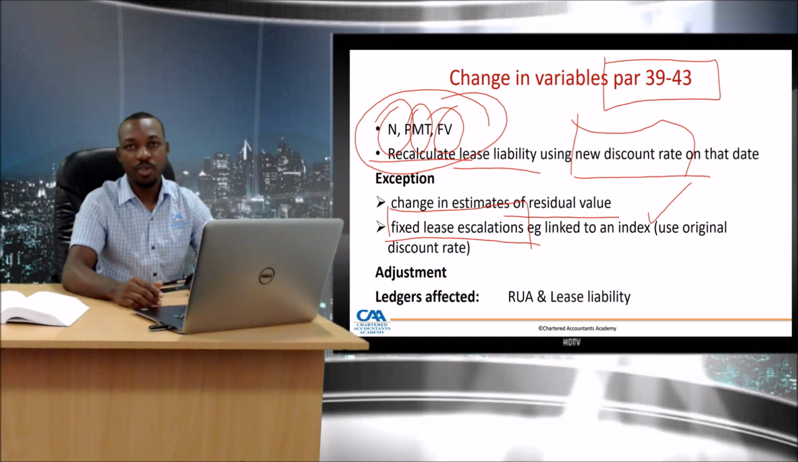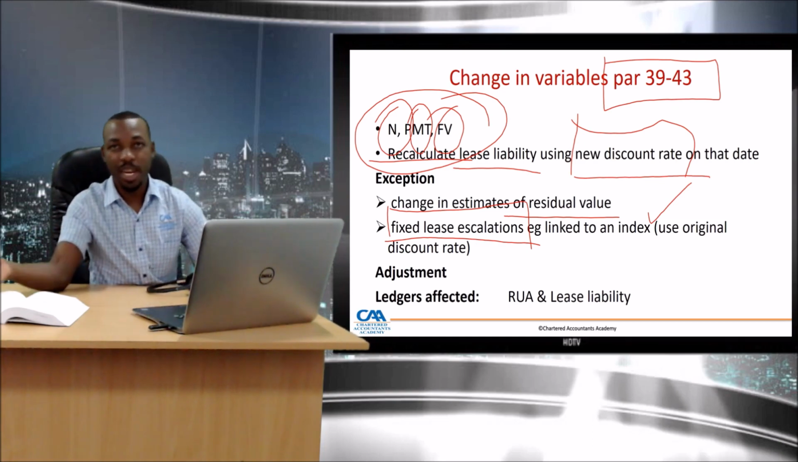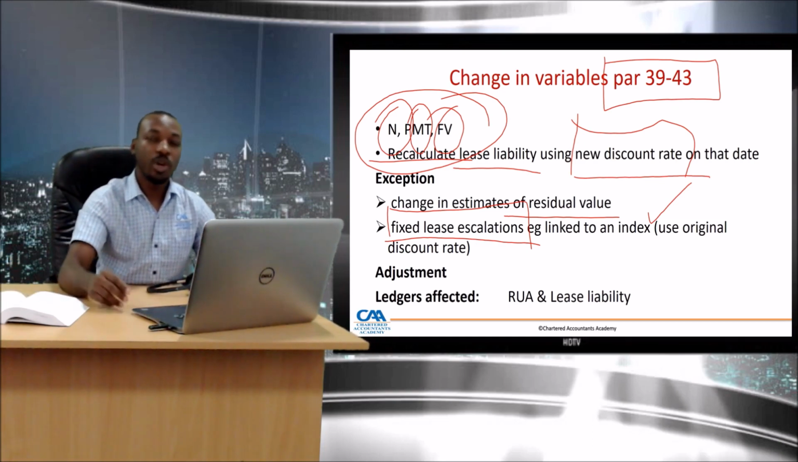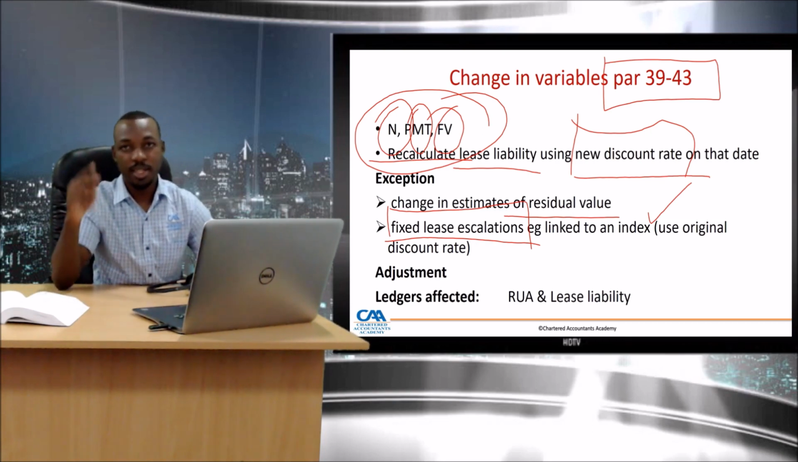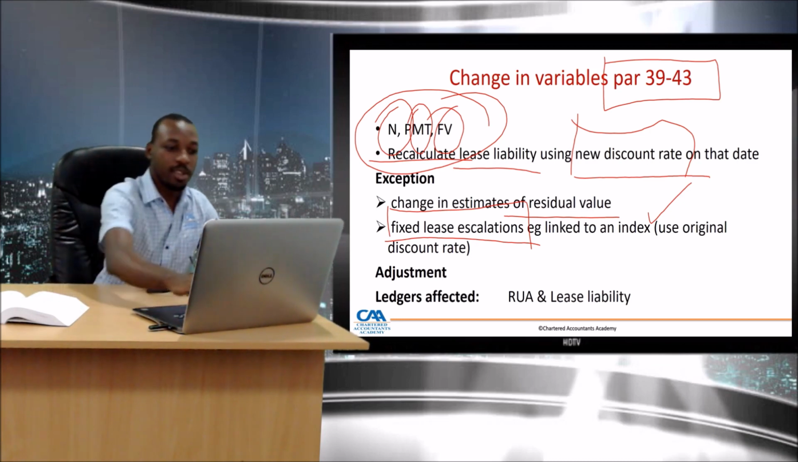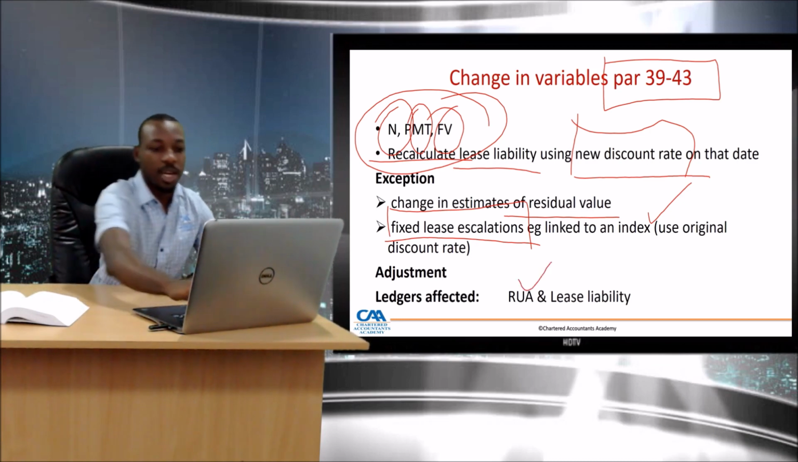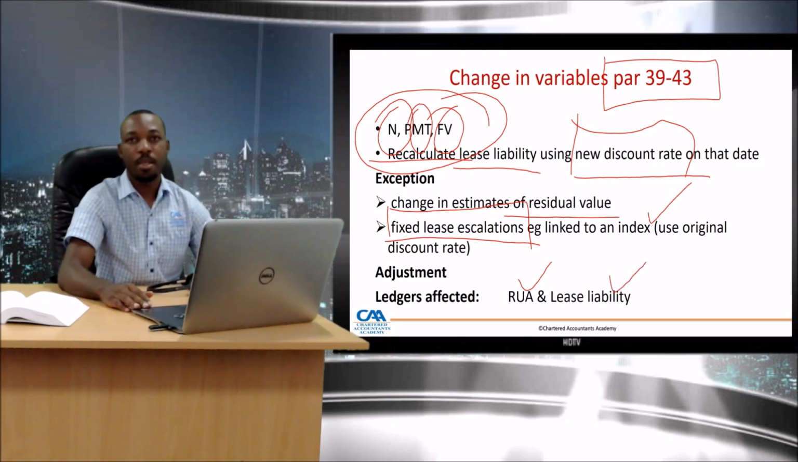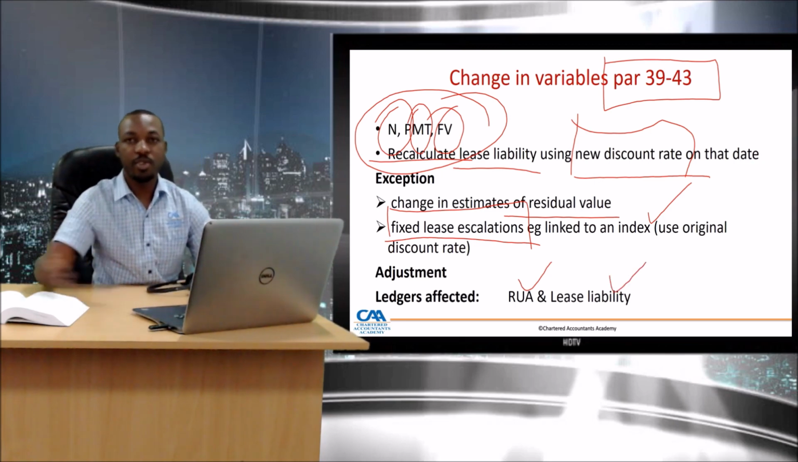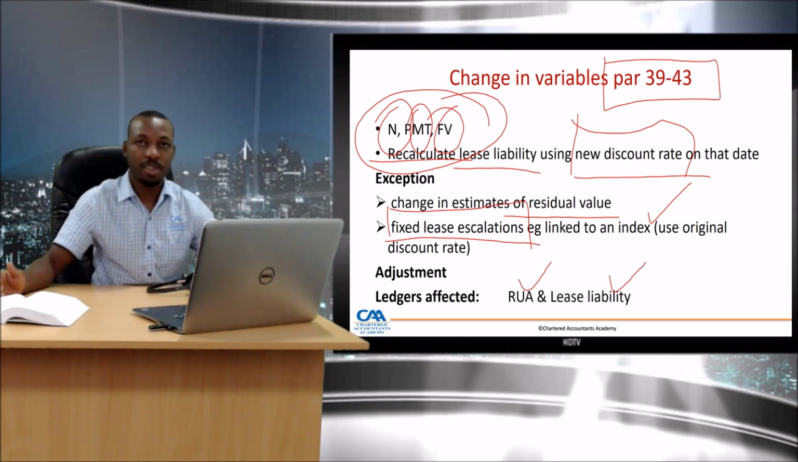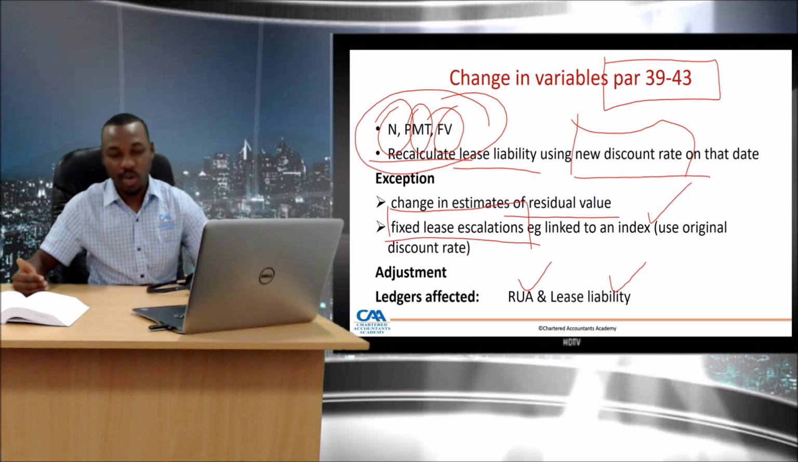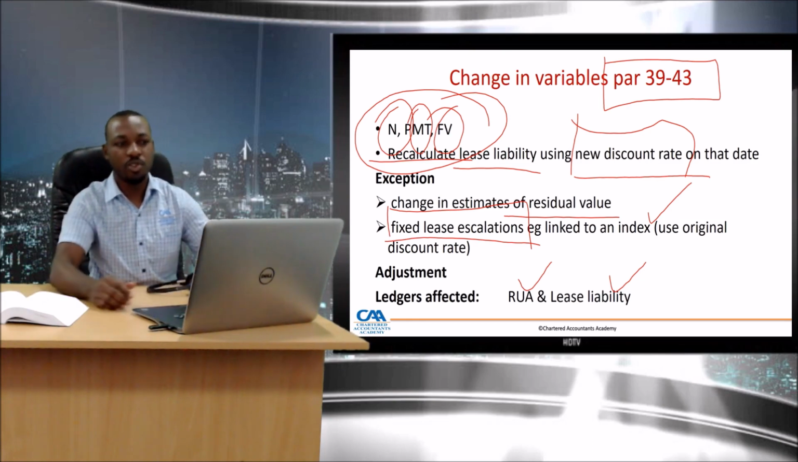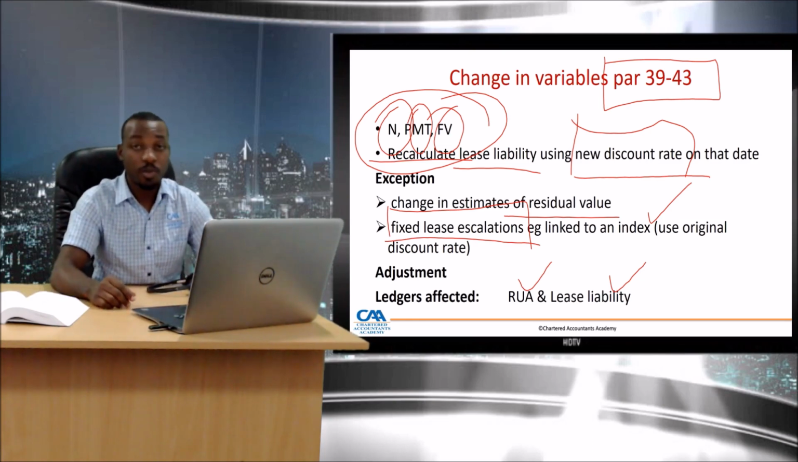Now what happens when you've recalculated, that means you've got an old value of the lease liability which you want to compare to the new value of the lease liability. So when you've got that, the difference between the old value and the new value is 2 ledgers, which is the right of use asset ledger and the lease liability ledger. If the lease liability is increased, it increases the lease liability and increases the right of use asset. If the lease liability has dropped, you debit the lease liability, you credit the right of use asset. I believe the journal entries are quite straightforward for you.